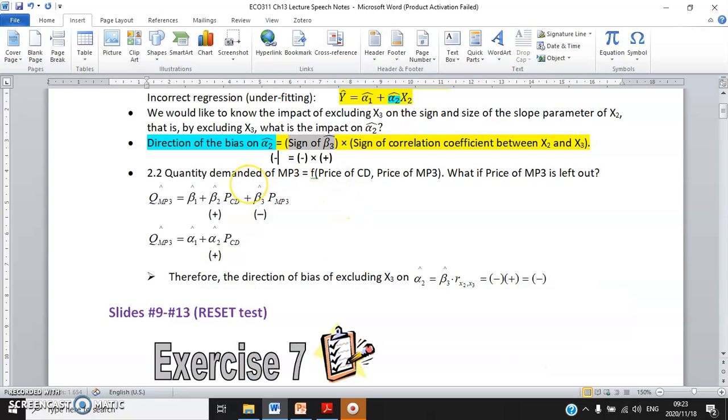Therefore, the direction of the bias on B2 hat, alpha 2 hat, would be negative, because we're multiplying a negative answer with a positive answer, so it should be a downward bias here. So a numerical example would be maybe in the correct regression for the price of CD, the slope parameter could be 3.5. But then by committing underfitting, there is a downward bias on the slope parameter, then maybe it drops to 2.95. But it is still positive, but you see the downward bias.